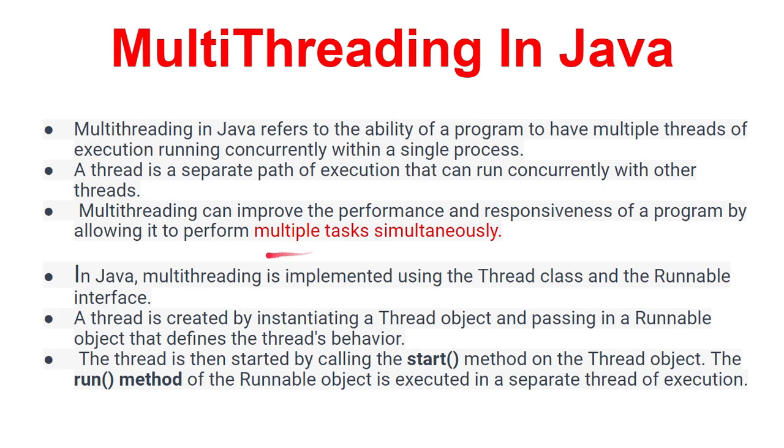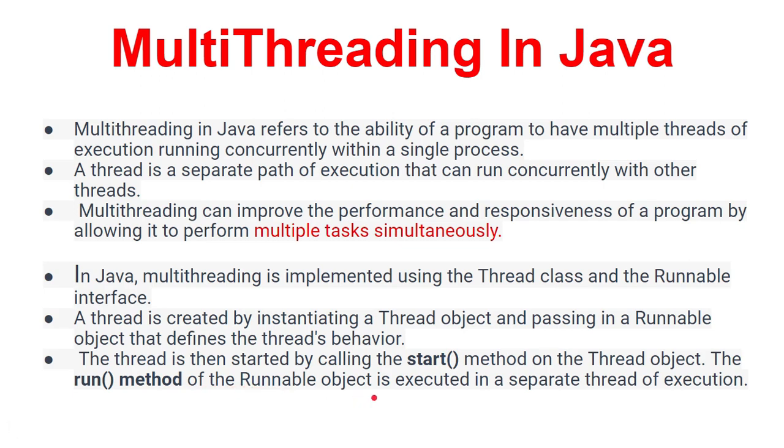In Java, multi-threading is implemented using the Thread class and Runnable interface, which we have already discussed, and I hope you remember it. A thread is created by instantiating a Thread object and passing in a Runnable object that defines the thread's work. Please keep this point in mind so that you can easily create a thread. The thread is then started by calling the start method on the thread object. The run method of the Runnable object is executed in a separate thread of execution, so it will execute separately.